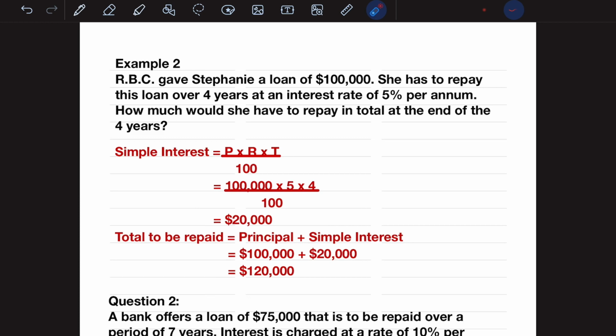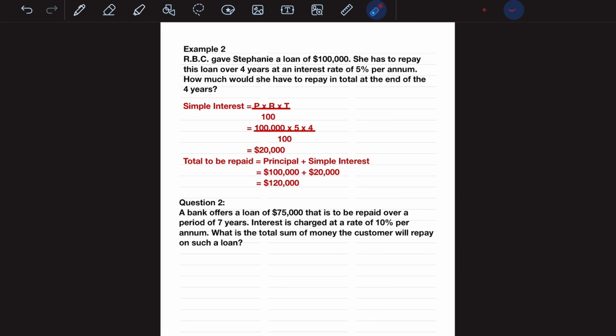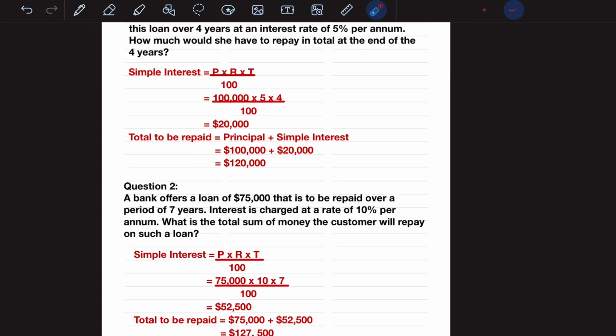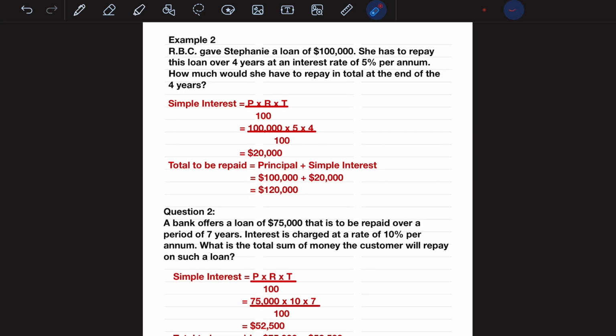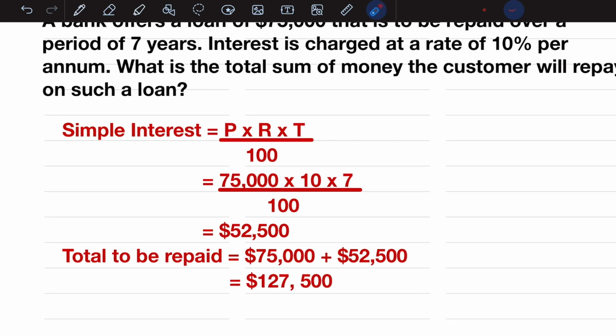Alright, let's correct question 2. Right, so as we can see, question 2 is similar to example 2. A bank offers a loan of $75,000 that is to be repaid over a period of 7 years. Interest is charged at a rate of 10% per annum. What is the total sum of money the customer will repay on such a loan? So we need to work out the simple interest first and then add that to the principal amount.